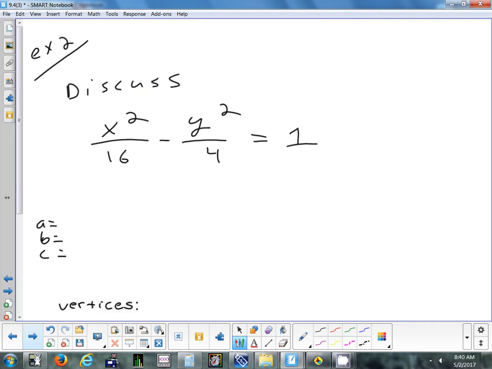Okay. We have to identify A, B, and C first. Looking at a hyperbola, how do you identify where A is? It's always the first denominator. Well, actually, it's A squared. But the first denominator is A squared. So what's A? And B? 2. And now C, we're just going to do C squared equals A squared plus B squared. So what would C be? Square root of 20.